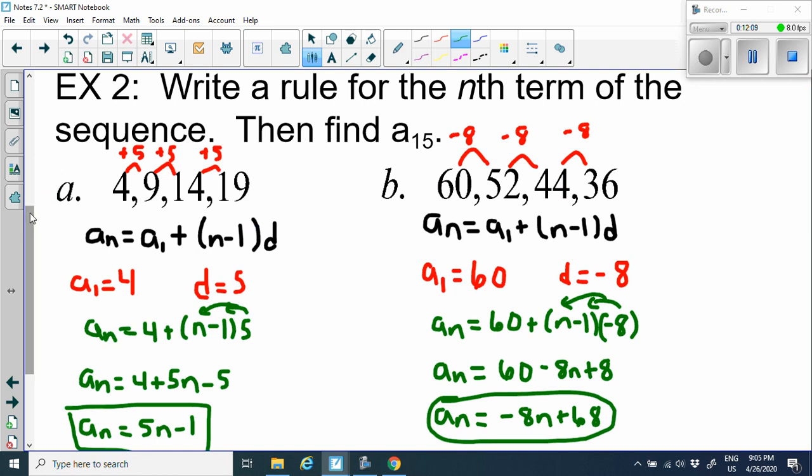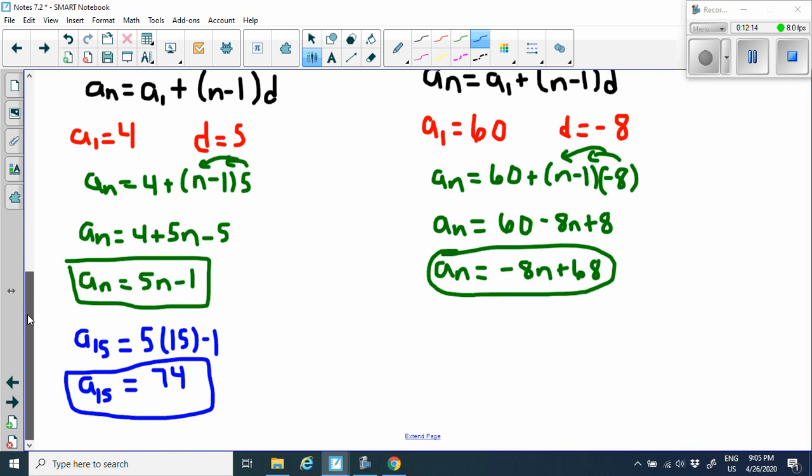Okay, let's go ahead and go over this together. So I have a sub 15. I plug that 15 in for n into our rule. So I have negative 8 times 15 plus 68. And really, you can just use your calculator to do that. So my 15th term, that's what a sub 15 represents, is going to be negative 52.